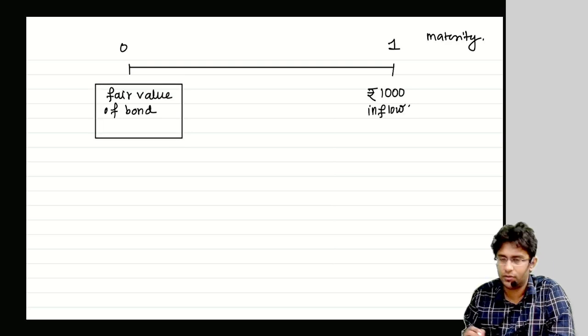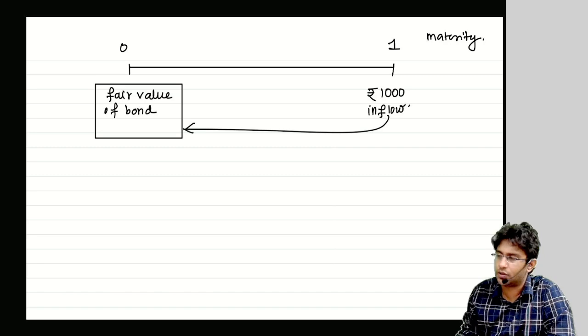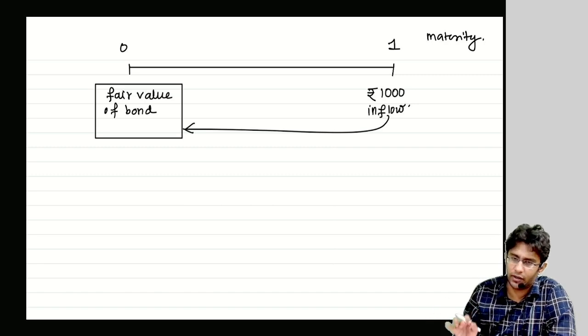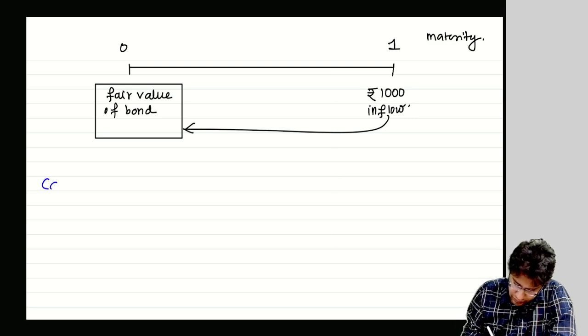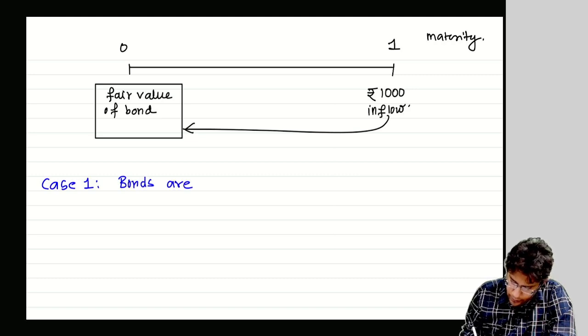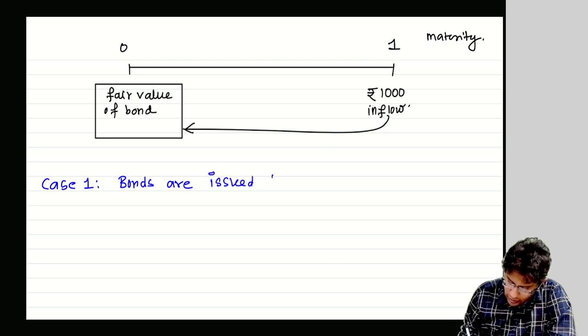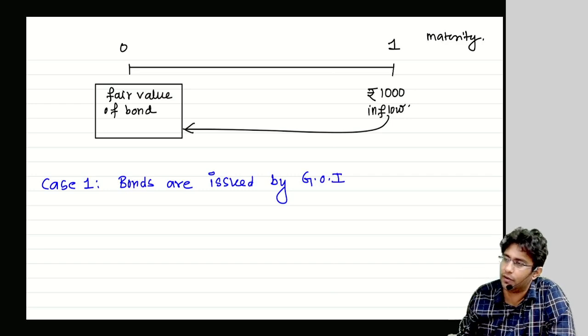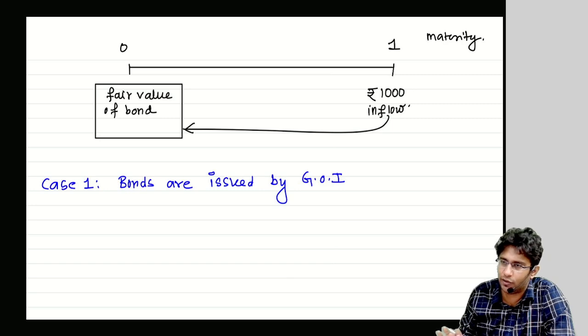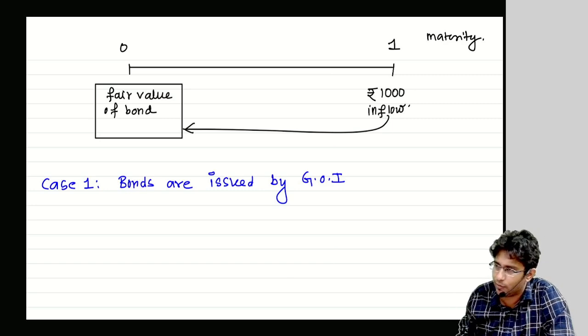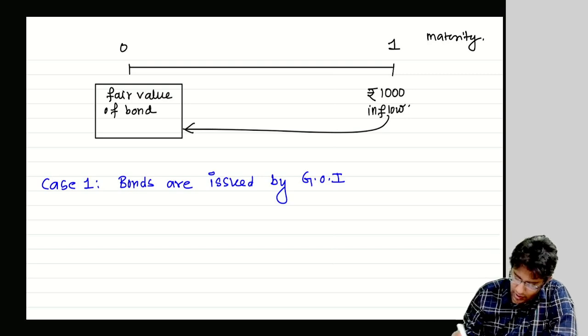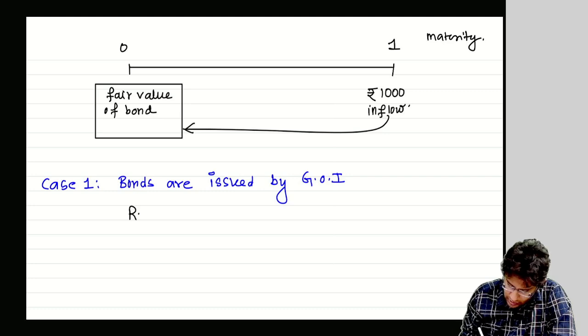What is the fair value of the bond? That's nothing but the present value of the 1000 rupees only, correct? Discounted at the required rate of return. Now, case 1. Bonds are issued by the Government of India. If the Government of India is issuing the bond, is it risky? Ours is not the Pakistan government, no sir, the Indian government. RBI is strong, capable of repaying your money even if you give it. So, it is a risk-free investment.